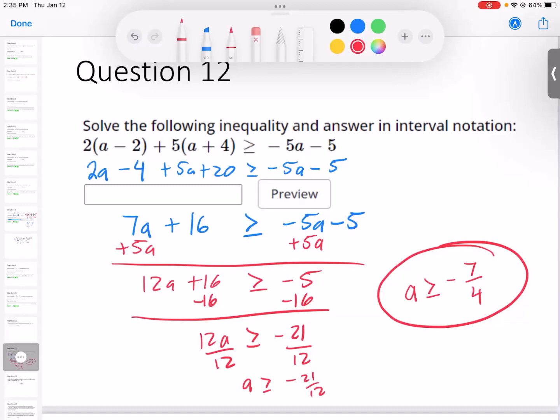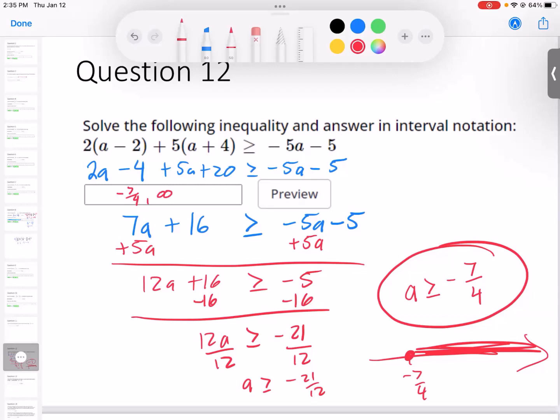However, they asked me to give it in interval notation. And so I personally like thinking about it on a number line before I do interval notation. So I might think in my head and say, okay, well, negative 7/4 is a closed circle because it's greater than or equal to. And then the solutions are all of the numbers that are bigger than that. So on a number line, it would look like this. And if I want to put that in interval notation, I would do negative 7/4 as my lower bound, positive infinity as my upper bound.